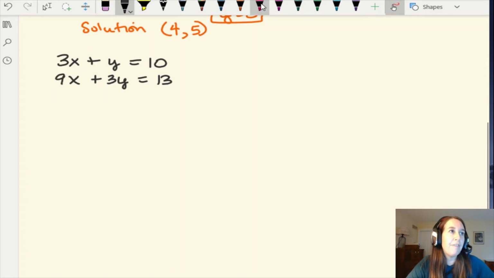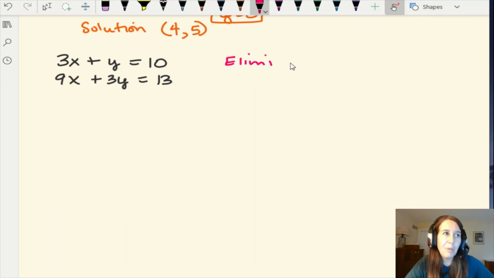This would be a fine problem for substitution or elimination because I have this y here, so I could easily solve for it and use substitution in the second equation, but elimination is really good for pretty much any problem. So we're going to use the elimination method for this problem. So remember that this is equation 1 and this is equation 2.